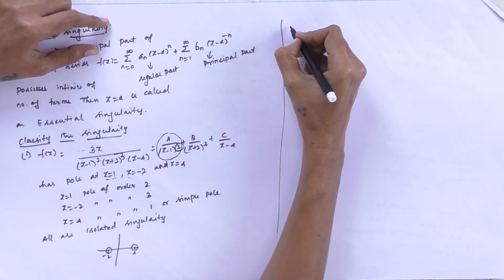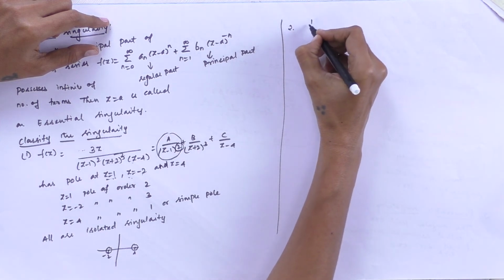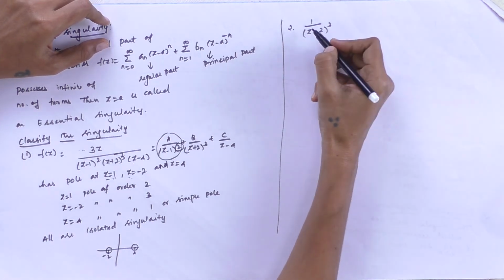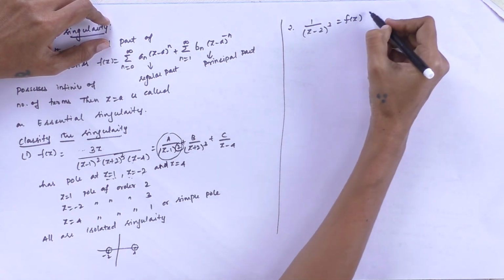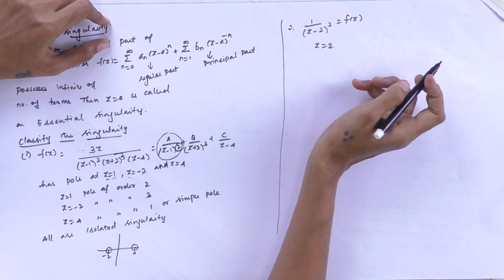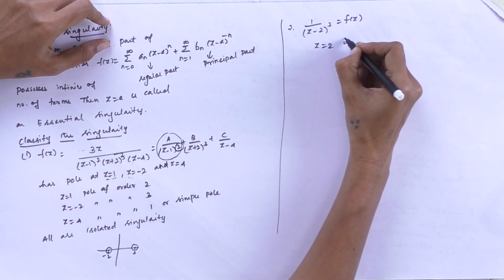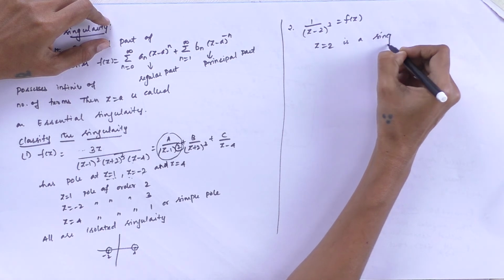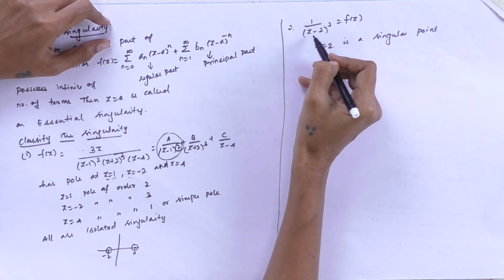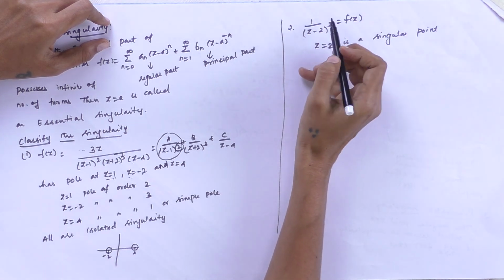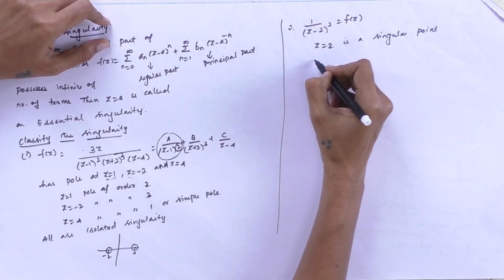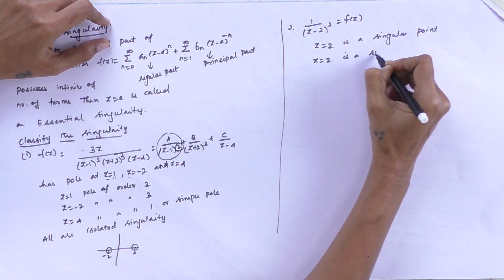So next example, the second one is 1 divided by z minus 2 the whole cube, which means that the function f of z is not analytic at the point z equal to 2, because this becomes infinity when the limit z approaches 2. Therefore z equal to 2 is a singular point, and it contains only a finite number of negative powers. Therefore z equal to 2 is a simple pole.